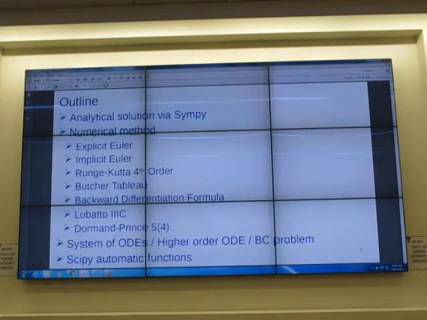For ODE, we have explicit Euler, implicit Euler, Runge-Kutta method. Do you recall any of this? Yeah. What is explicit Euler? We use the slope at the current point to calculate the next dot, right? That is explicit Euler.